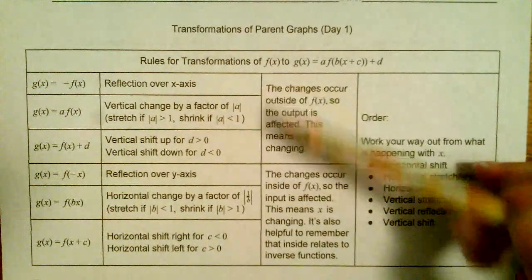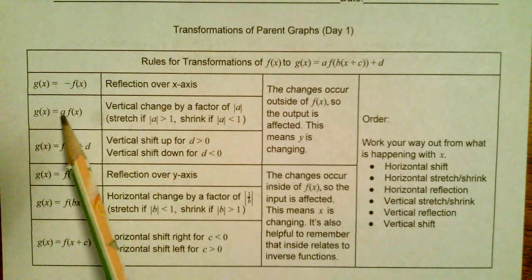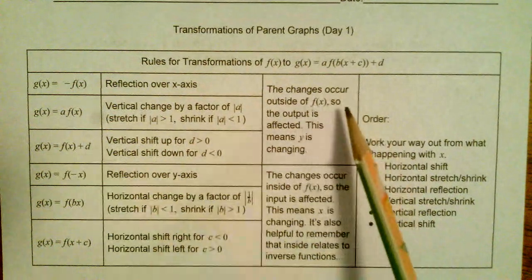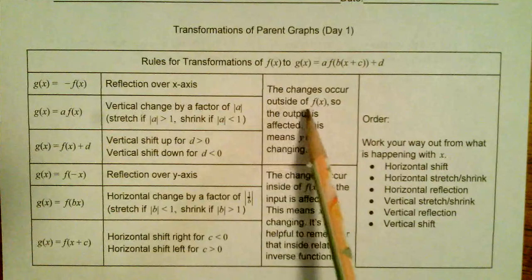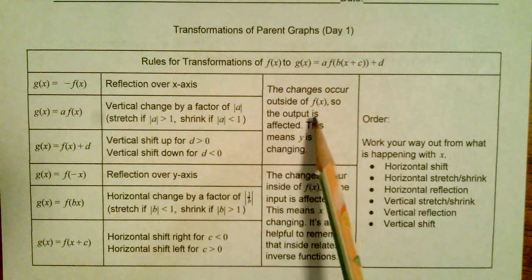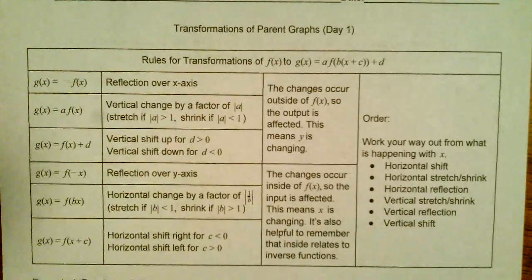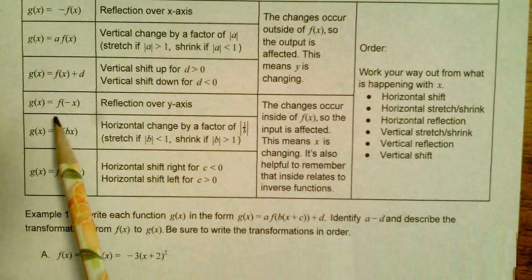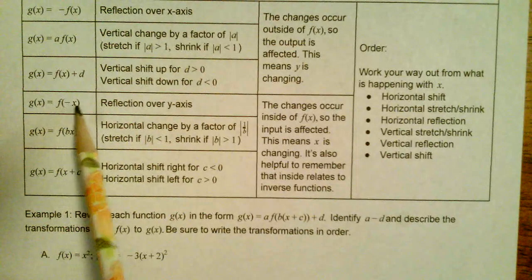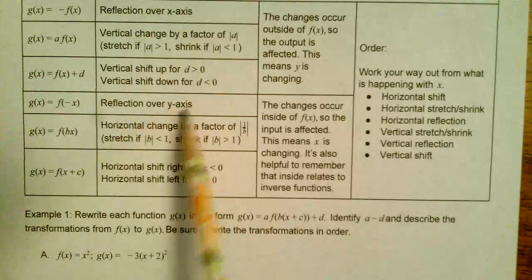So these first three transformations, the negative outside of f of x, a, and d, all cause vertical transformations. The changes occur outside of f of x, so the output is affected. This means our y is changing. Our next three show the horizontal transformations. So if the x becomes negative in the input, it's going to be a reflection over the y-axis.